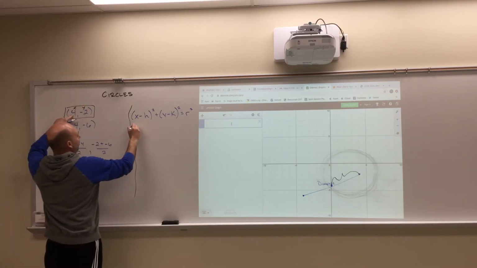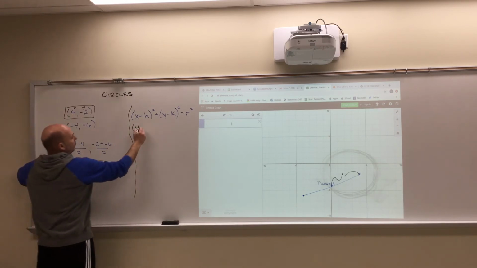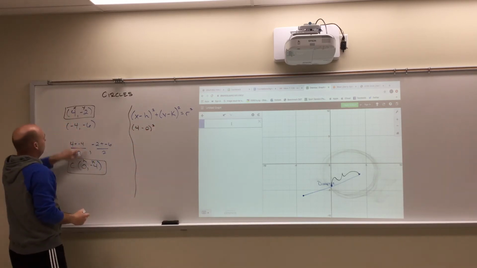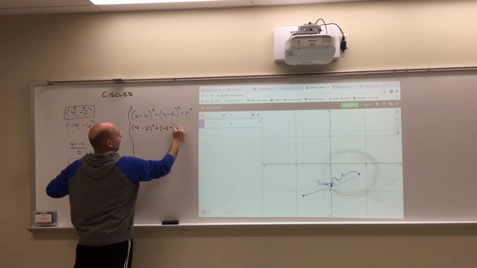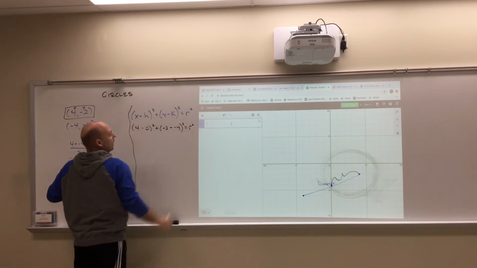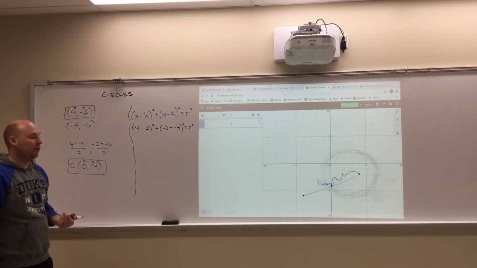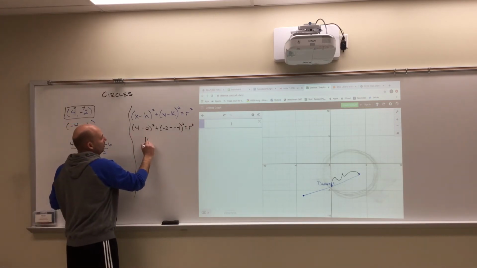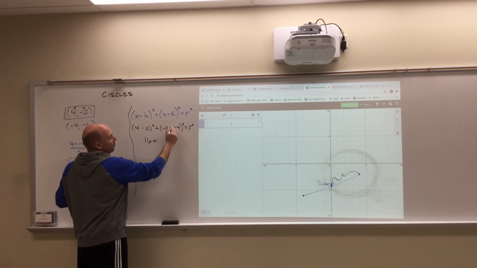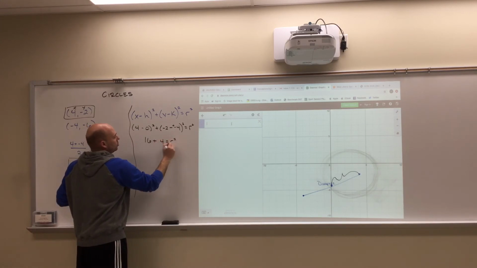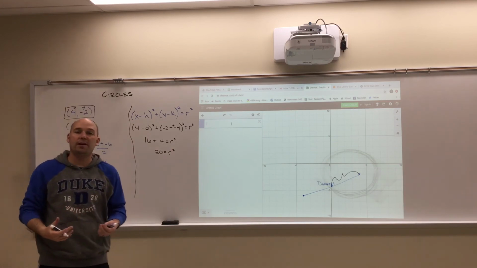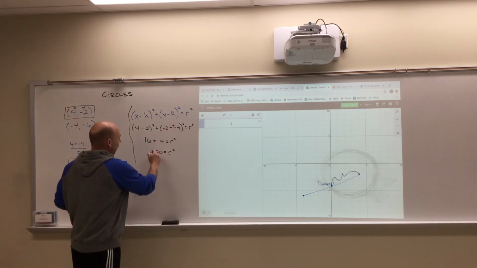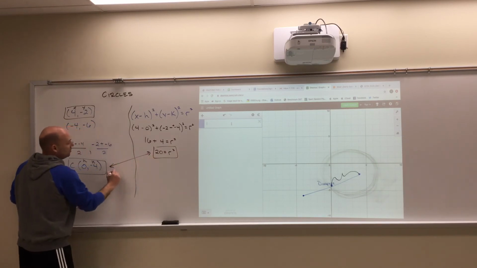So I've got 4 for X, minus 0 for H. I've got -2 for Y, minus -4 for K. And I'm going to simplify that to make it equal to r squared. So 4 squared is 16. This is -2 plus 4, so that's going to be 2 squared, which is 4. So r squared is 20. I don't actually have to figure out my radius because my equation's not asking for the radius. It's asking for r squared. So I have the 2 bits of information that I need between these 2 right here.